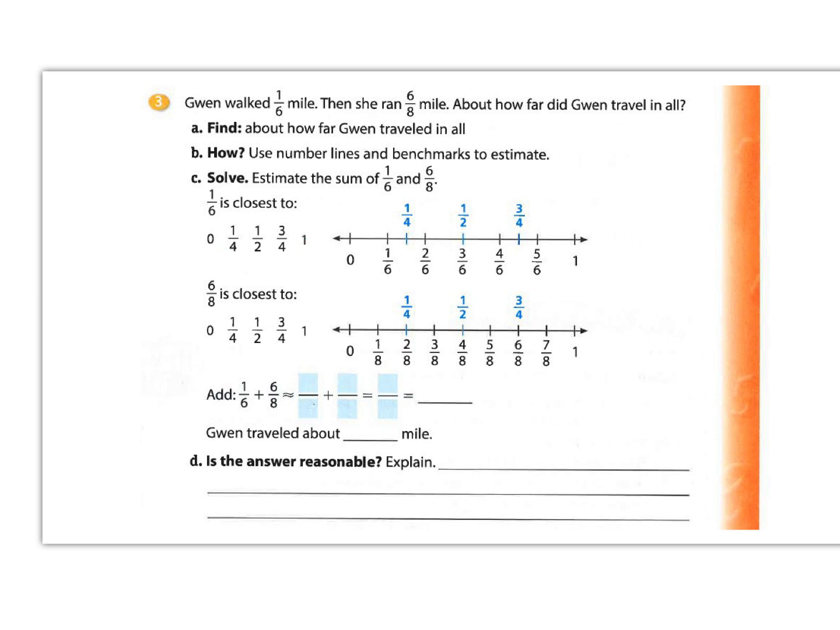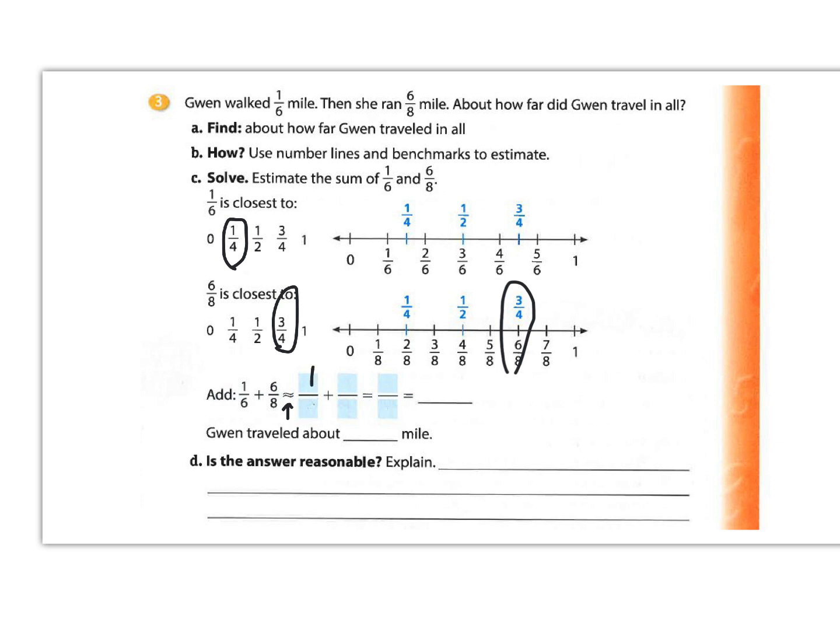1/6 is closest to which one? 0, 1/4, 1/2, or 3/4. So we look here. It's closest to 1/4. 6/8 is closest to, oh look, it is the same as 3/4. So we're going to add about. When there's a squiggly equal sign like that, that means about, we're estimating.